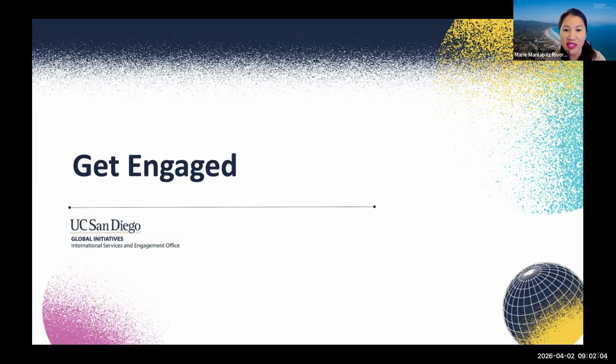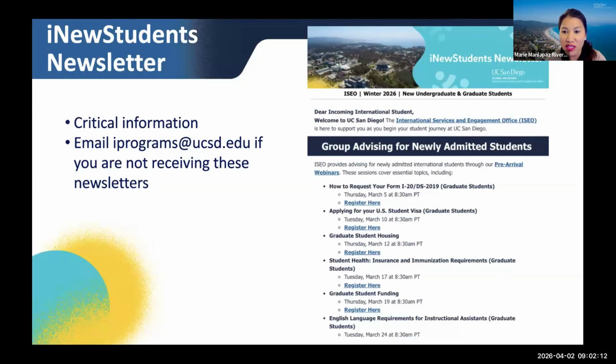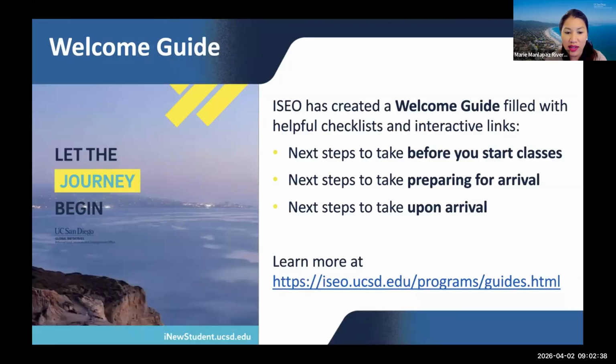Now I'll share some ways you can engage with our community during your time at UC San Diego. First off, I want to highlight our iNews student newsletters. These are newsletters that share critical information meant to support you during your pre-arrival season. Our goal is to send you the right information right when you need it. So if you're not currently receiving these newsletters, please email iprograms@ucsd.edu.